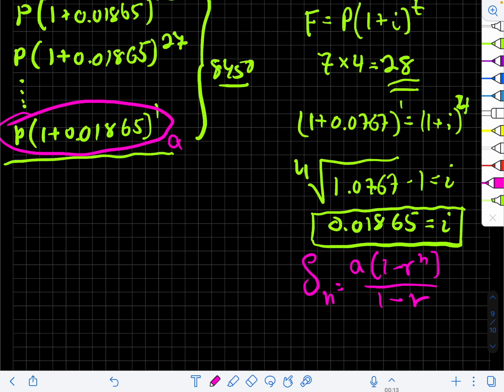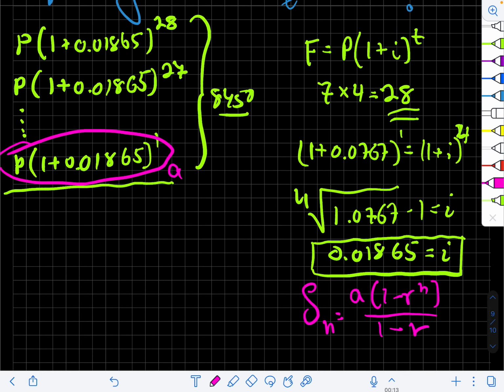The bracket is what we're multiplying each time. You see, that's changing each time; the power is going up by 1. That means every time from term to term, we're multiplying. If we start from the last one, we're multiplying by the bracket. So my ratio is going to be 1.01865. And then the n for the formula is the number of terms, which is 28.